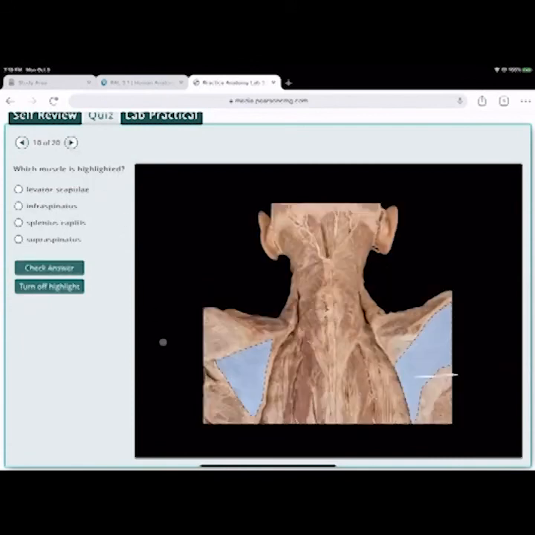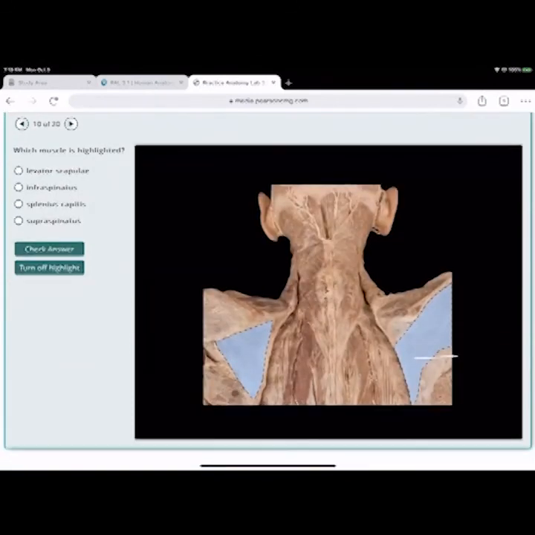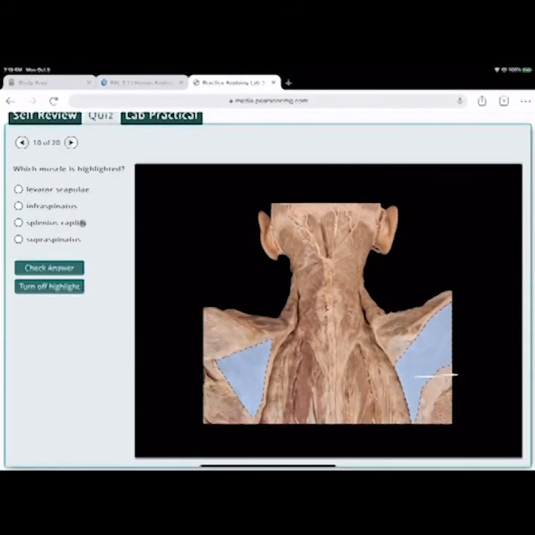Okay. And these muscles here. It looks like it's just underneath this trapezius muscle right there. Levator scapulae runs in the neck. The infraspinatus, splenius capitis runs here. The supraspinatus muscle there. Any guesses? Infraspinatus. I'd say the infraspinatus. Perfect. Good guess.